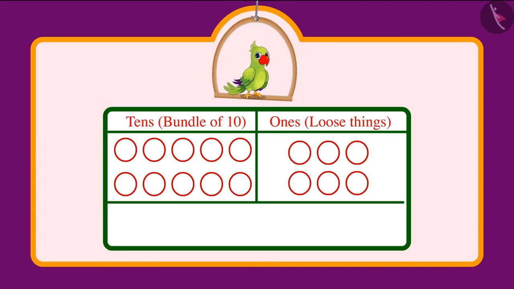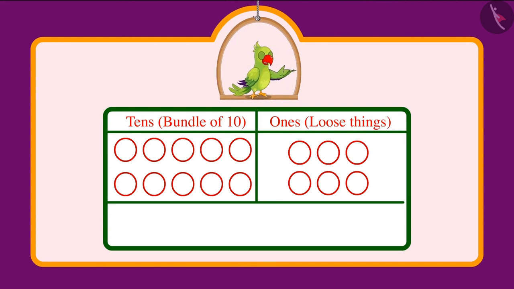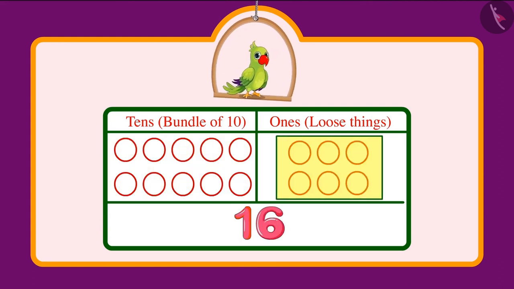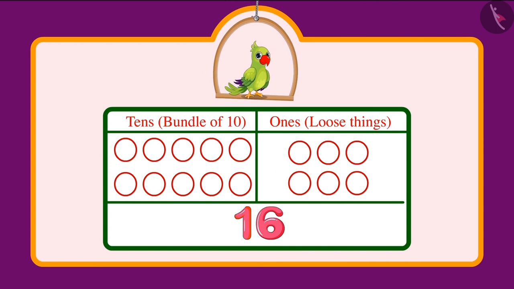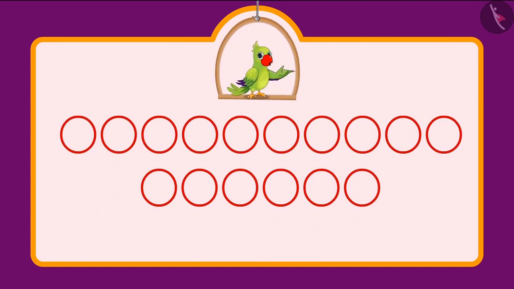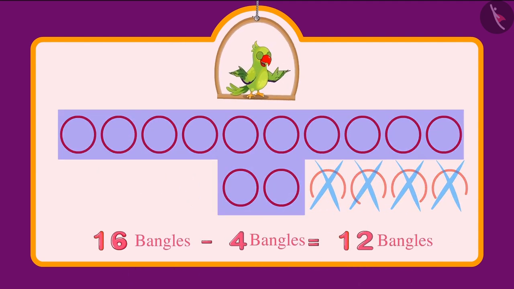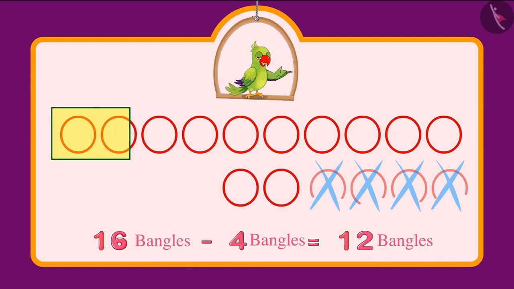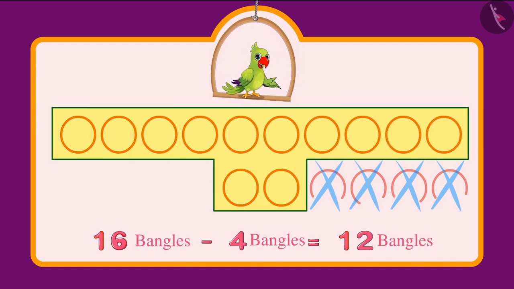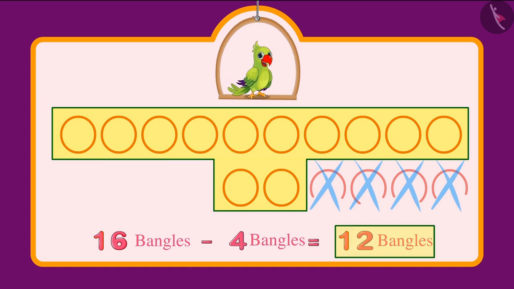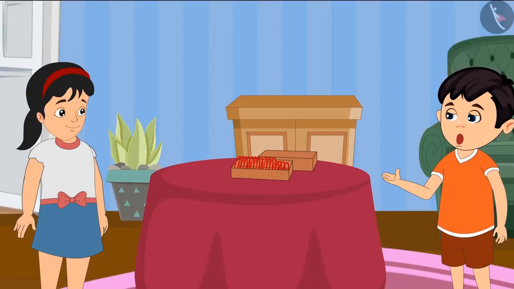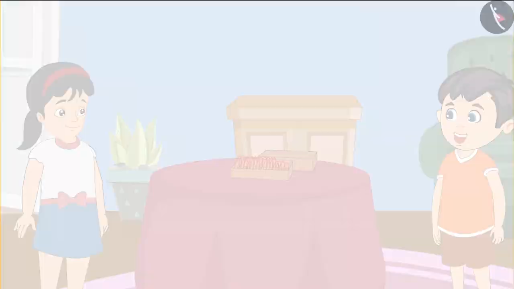So friends, let us see why Aarti said this. 16 consists of 1 ten and 6 ones. And when we subtract 1 unit from 16, then we are left with 1 ten and 5 ones. That is 15 bangles. This means that if you subtract 4 bangles from 16 bangles, then we will get 12 bangles. So Chotu has a group of 10 and 2 more bangles. That is 12 bangles in total. Okay, now I understood. Thank you, Aarti.